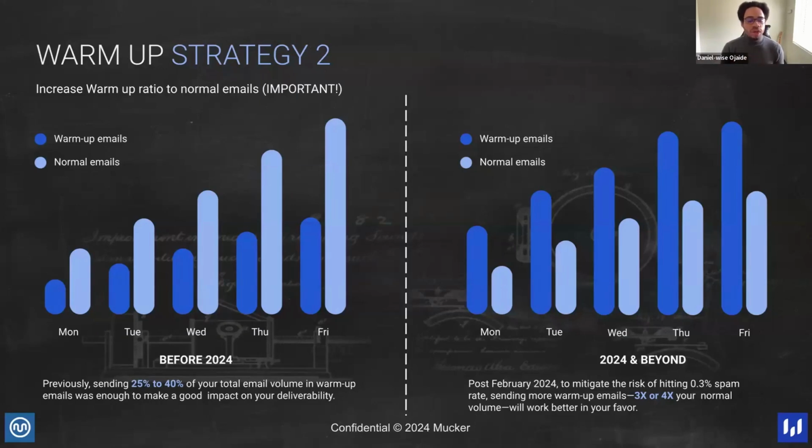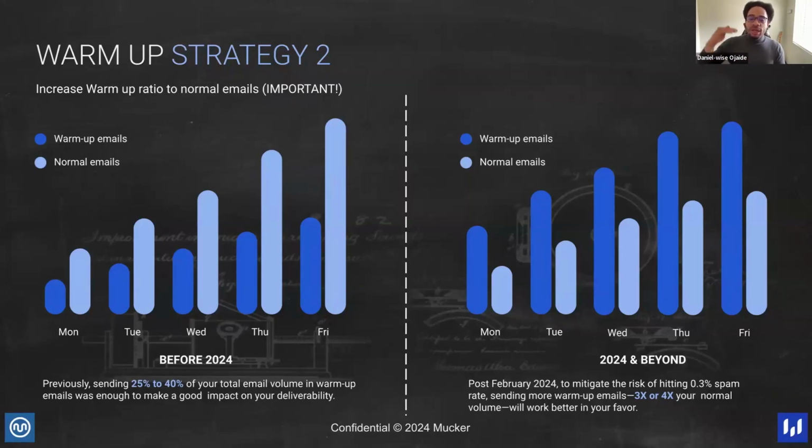For warm-up, you can do anything between 25 to 40%. You could do 25 emails to go along with your 100 emails a day. You could do 40 emails to go along with your 100 emails a day, and that would be fine. You didn't have to send as many warm-up emails as normal emails. But given the new rules, it might be very important that you ramp up and send more warm-up emails in comparison to your normal emails.